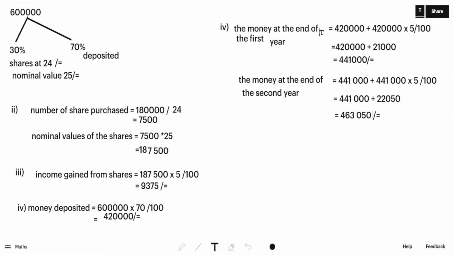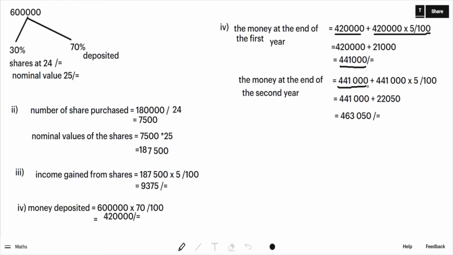So as a recap, the money at the end of the first year, how we calculate is that this is the amount at the beginning, and at the end of the first year the bank would pay 5% interest. So at the end of the first year he will be having 441,000. You add the interest to the amount which is already in the bank, and then to get the money at the end of the second year, we add.